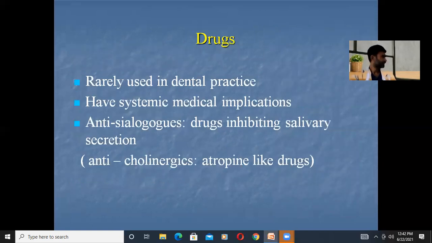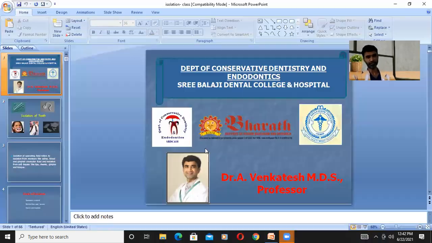And drugs, rarely used in dental practice, have systemic medical implications. Antisialagogues, drugs inhibiting salivary secretions, like anticholinergics, atropine-like drugs, can be used.